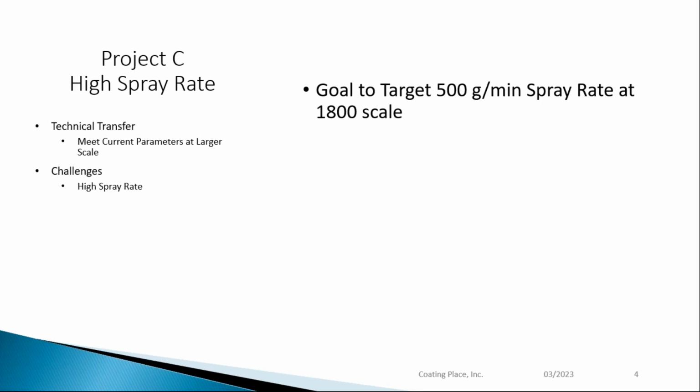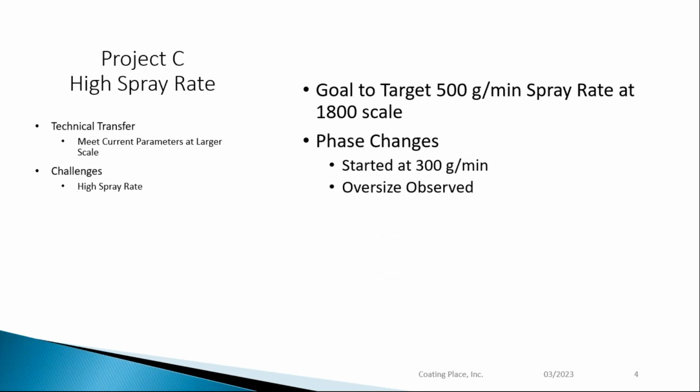And we had to stop the first batch short of that. When we hit about 300 grams a minute, we saw some oversize, and this was kind of metered up into that 300 grams a minute, just to observe how things were going in this coating. So we knew to improve our chances of a successful scale up, we'd have to make several changes at the 1800 scale first.